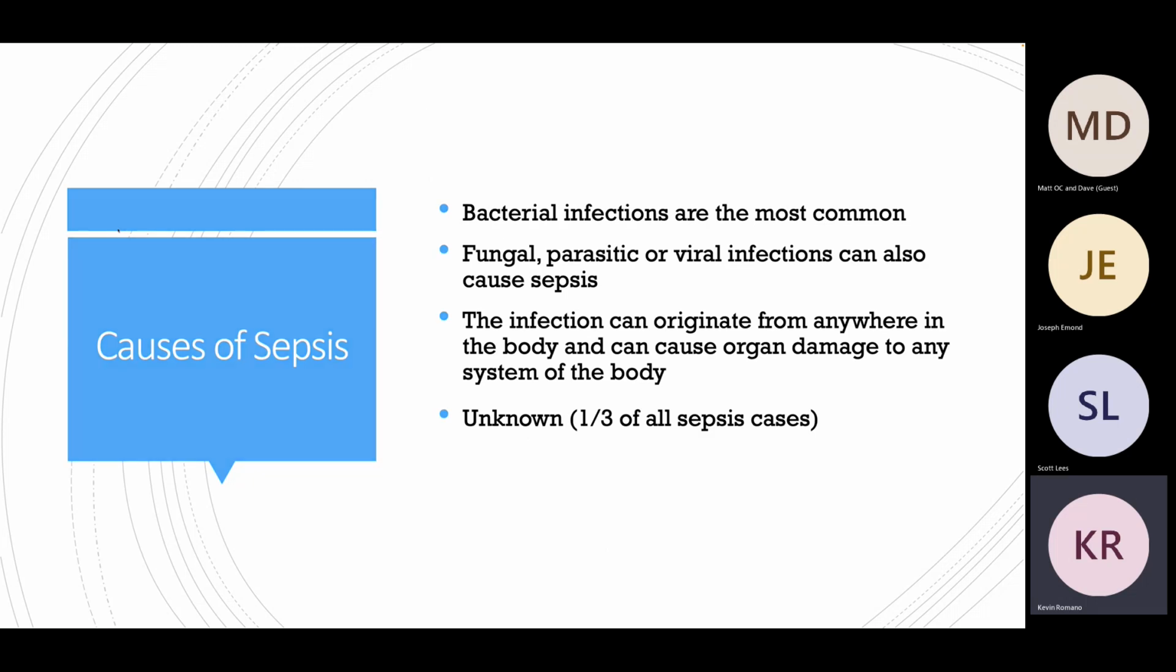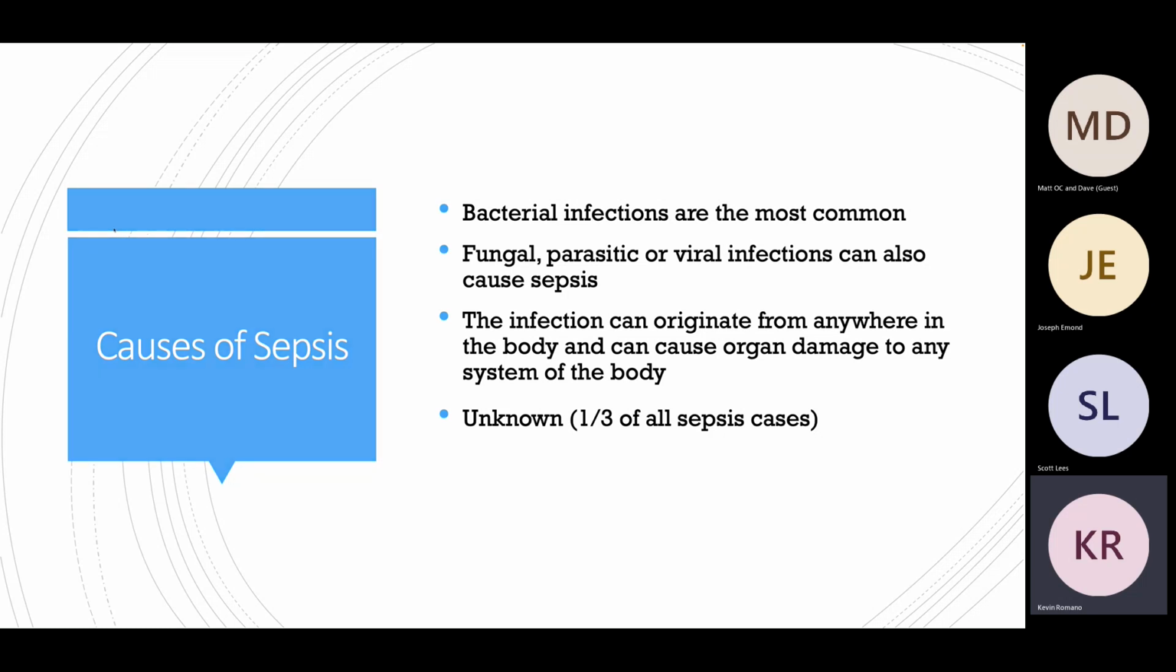So the cause of sepsis, obviously, is a bacterial infection, which is the most common. Fungal, parasitic, or viral infections can also cause sepsis as well. The infection can originate from anywhere in the body and can cause organ damage to any system in the body. Even a gastroenteritis can turn into sepsis from the infection that's in there, depending on how it gets into your system. About 1/3 of all sepsis causes are unknown as to how they become septic.